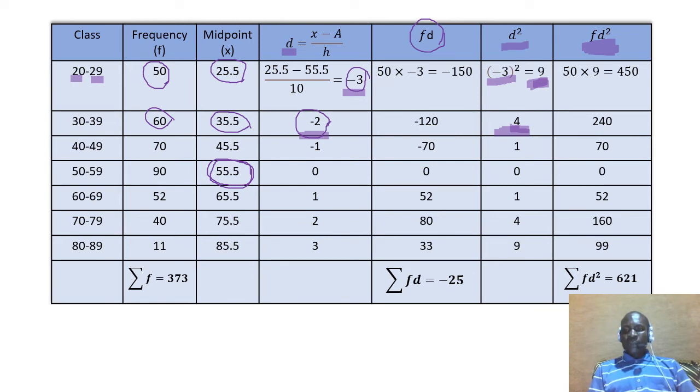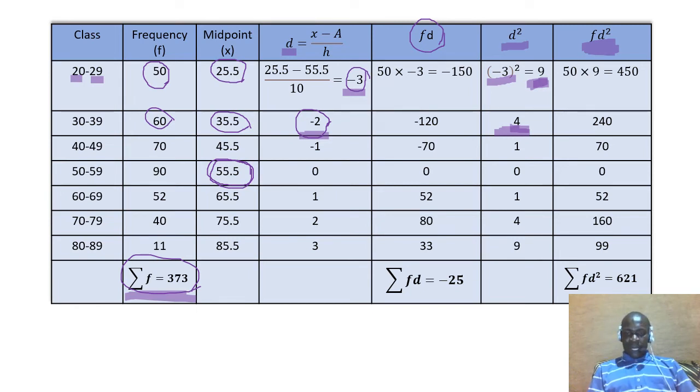Now, what is so important in this table? The first and most important is getting the summation of F. Summation of F simply means you add all the values in this column, starting from 50, 60, 70, all the way to 11. You can double check that with your calculator, you get 373.